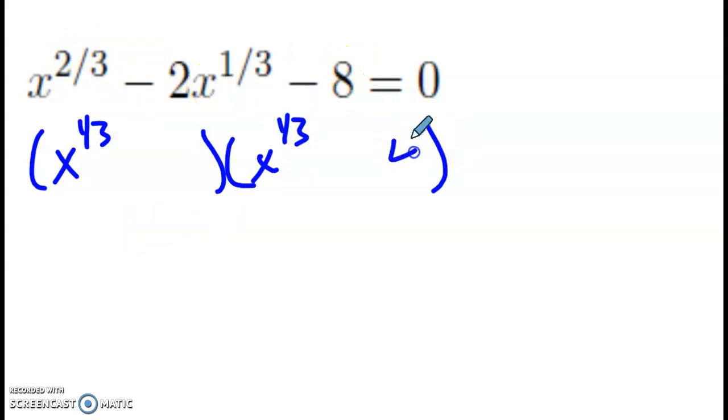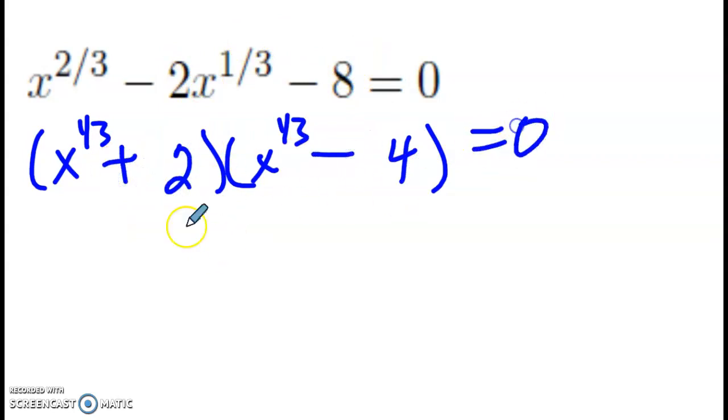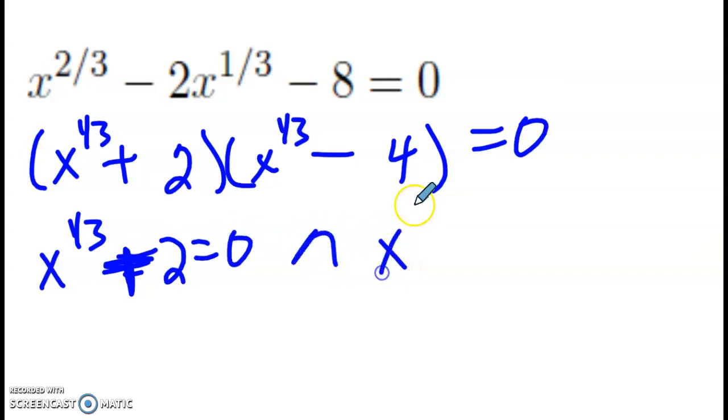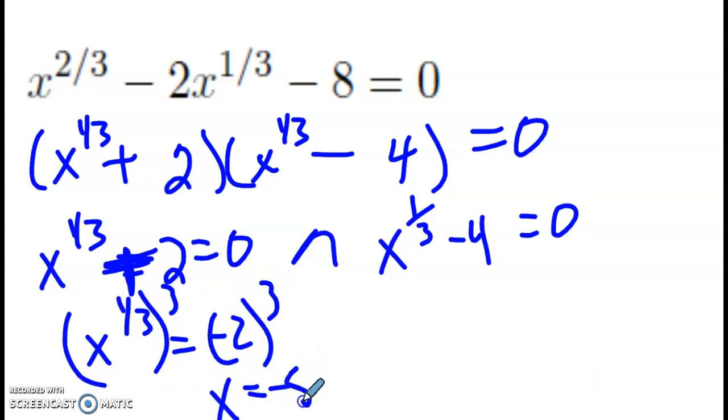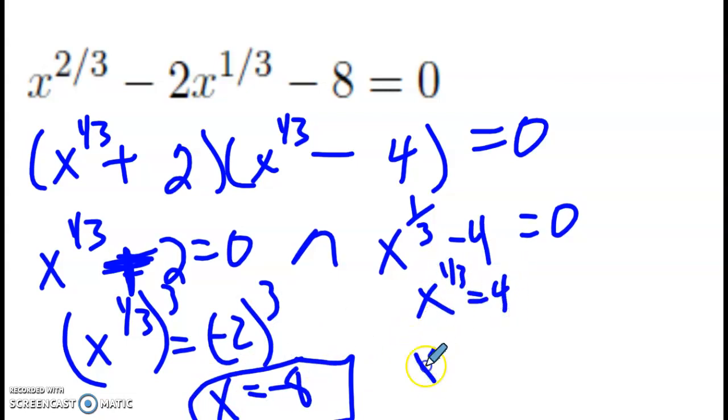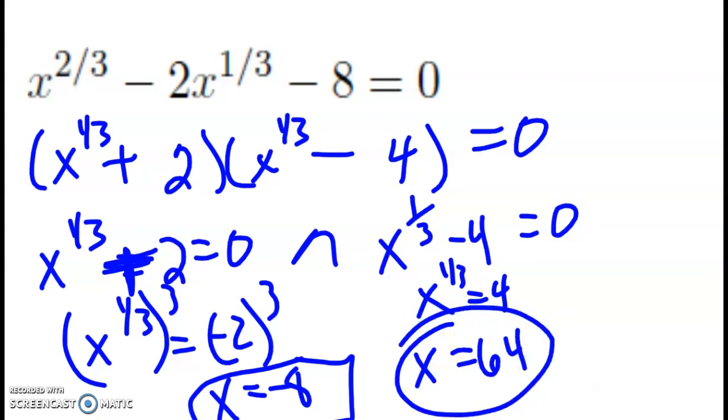Something that multiplies to 8 but adds to negative 2 would be a negative 4 and a positive 2. So I have x to the 1/3 plus 2 equals 0, or x to the 1/3 minus 4 equals 0. x to the 1/3 equals negative 2. If I cube both sides, I get x equals negative 8. x to the 1/3 equals 4. If I cube both sides, I get x equals 64. So those are my 2 answers, negative 8 and 64.